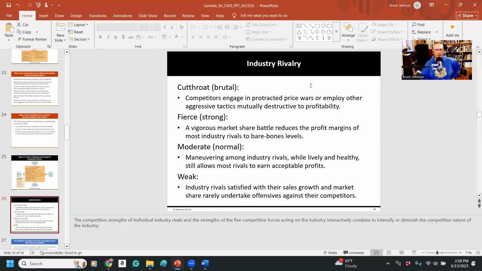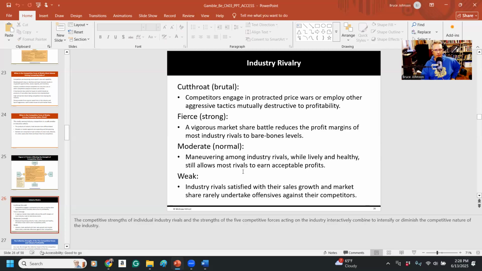Moderate competition is maneuvering among industry rivals that, while lively and healthy, still allows for most rivals to earn acceptable profits. And then very weak should mean industry rivals are satisfied with their sales growth and market share, and rarely undertake offensive actions against their competitors.